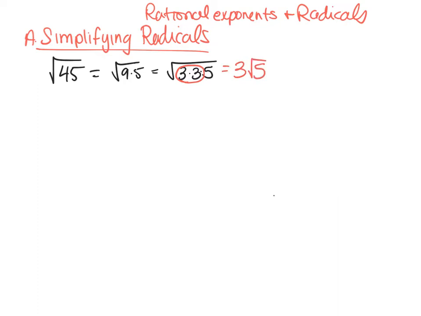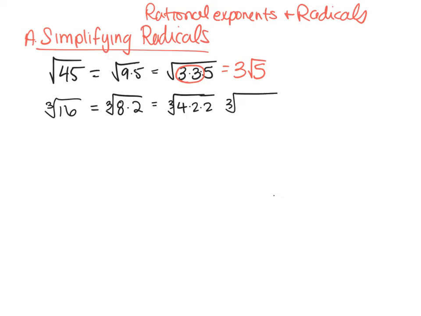Okay. So now we're going to simplify cube roots and fourth roots and fifth roots. So if I'm simplifying the cube root of 16, it's not a perfect cube, but 16 is 8 times 2, and 8 is 4 times 2 times the other 2, and that's 2 times 2 times 2 times 2.